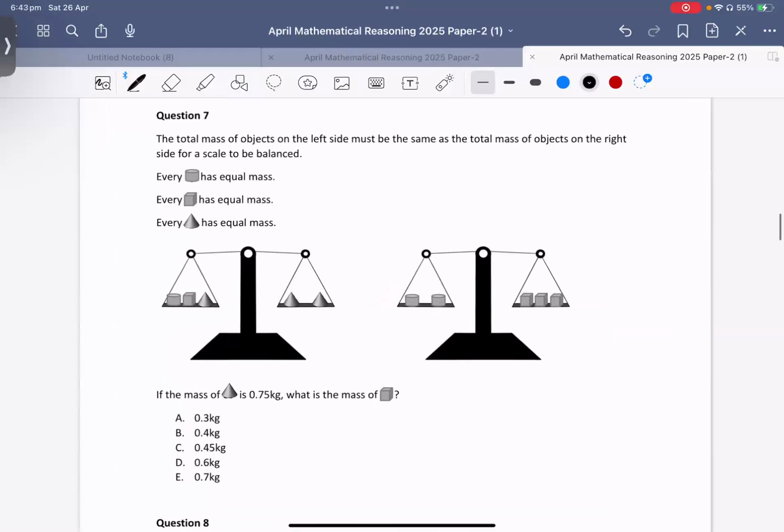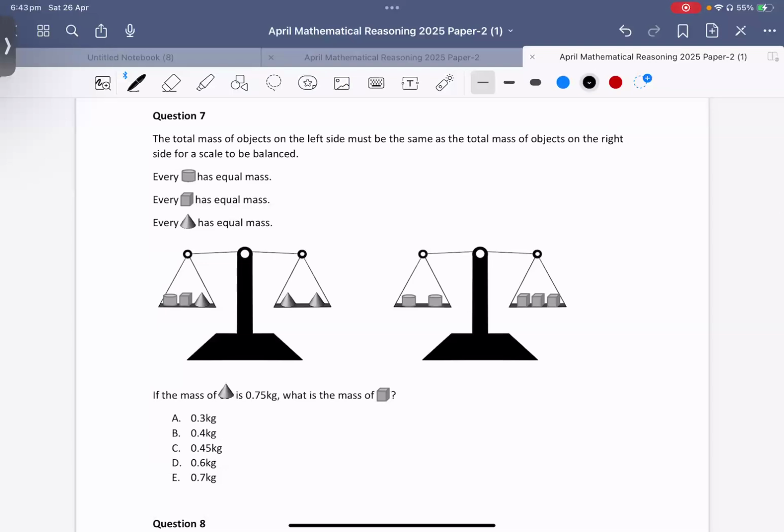Question seven. Now, this one is a little bit harder, but with any scales question, I would always recommend to eliminate what is common on both sides first. So let's have a look at this one. It says the total mass of objects on the left-hand side must be the same as the total mass of the objects on the right. We know that. Every cylinder, every cube, and every cone has equal mass to its opposite side. So a cone weighs the same as another cone, right? And if you have a look at these two scales, you should immediately see that there is one cone on either side of this scale that we can actually rule out.